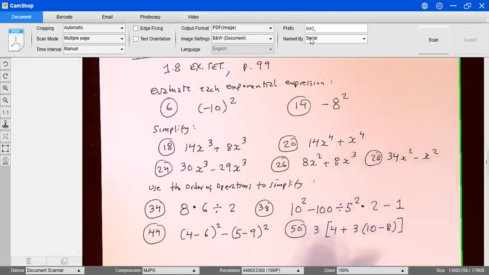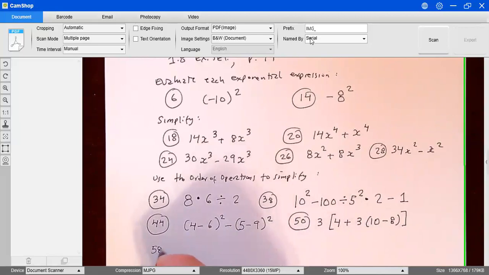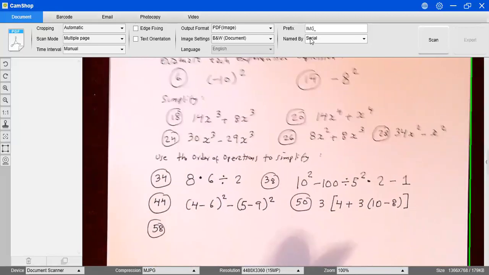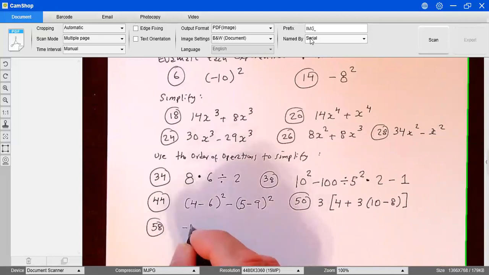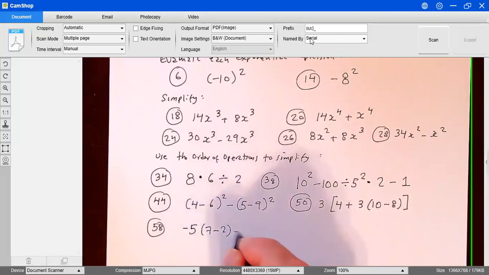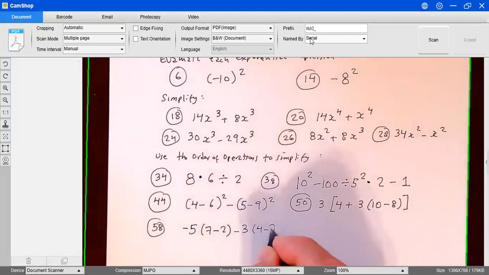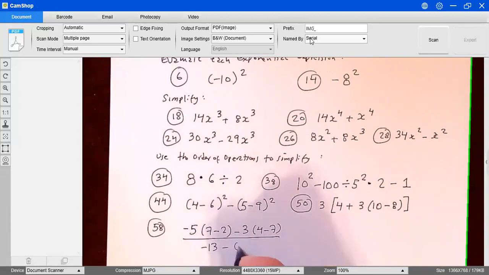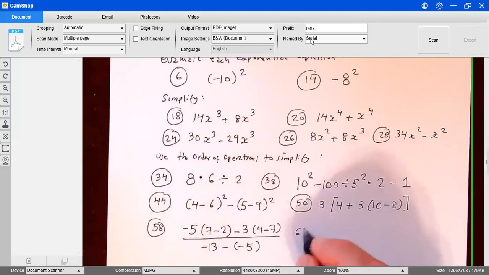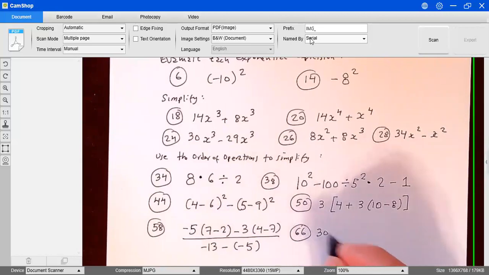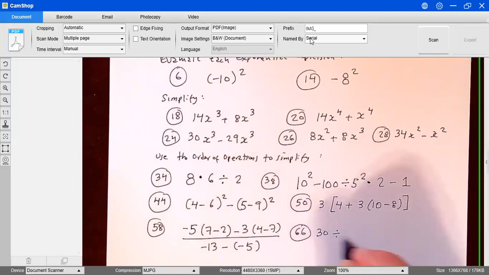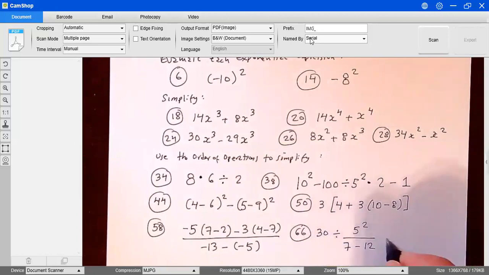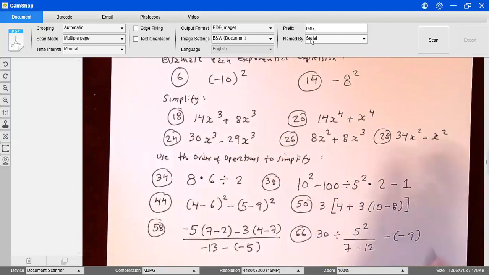Then we have 58. So it's a lot of work, but this is important. This is important for what is coming next. So negative 5 that multiplies 7 minus 2 minus 3 that multiplies 4 minus 7 over negative 13 minus 5. And finally, 66 is going to be 30 divided by 5 squared over 7 minus 12 minus 9.